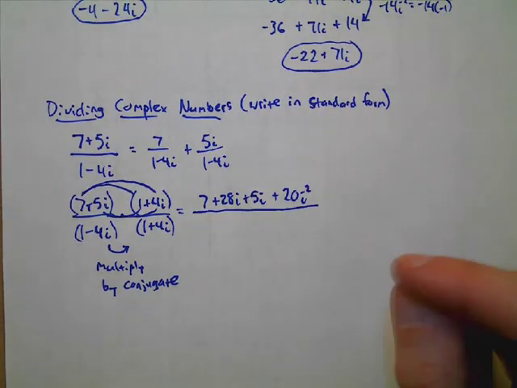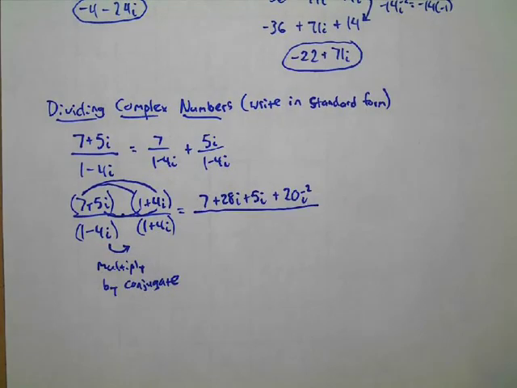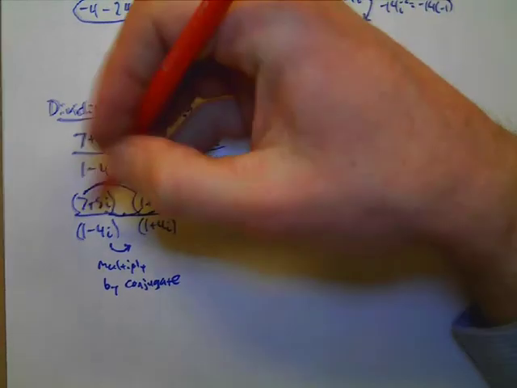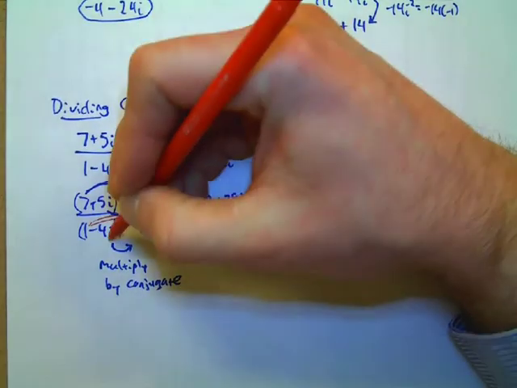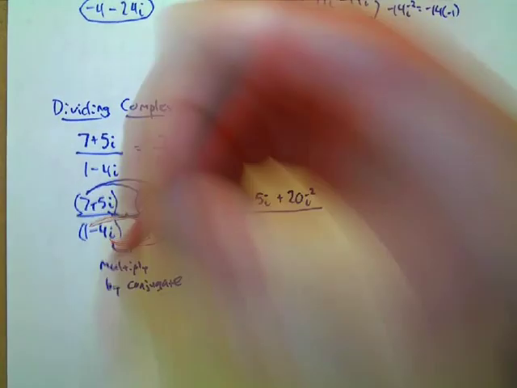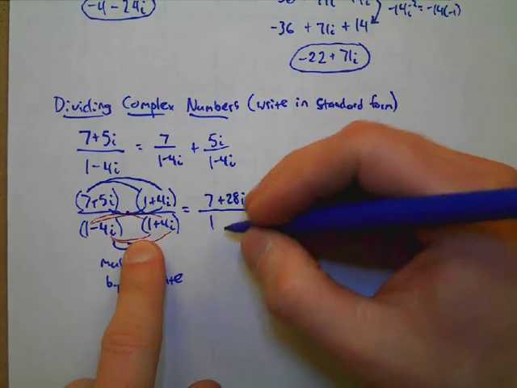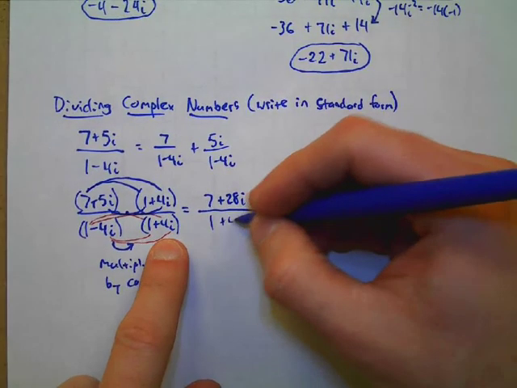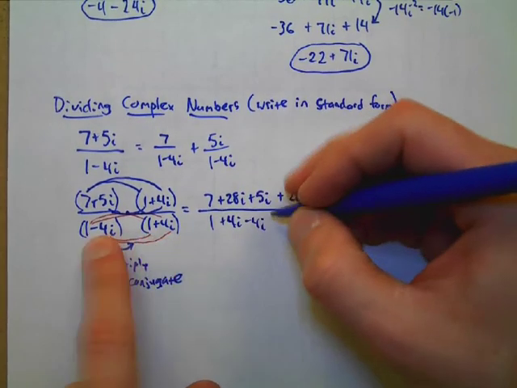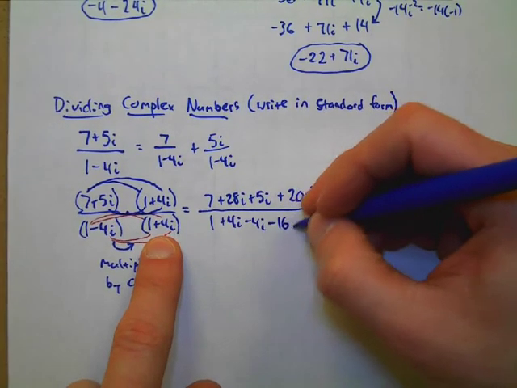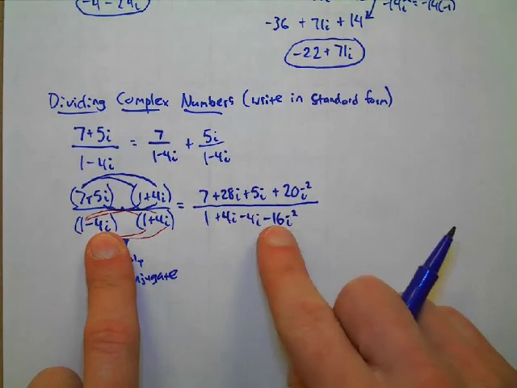Same thing here. We'll multiply. I have to FOIL it out. I'll do this one in red, maybe. So 1 times 1, 1 times 4i, negative 4i times 1, negative 4i times 4i. 1 times 1 is 1. 1 times 4i is 4i. Negative 4i times 1 is negative 4i. Negative 4i times 4i, negative 16i squared.